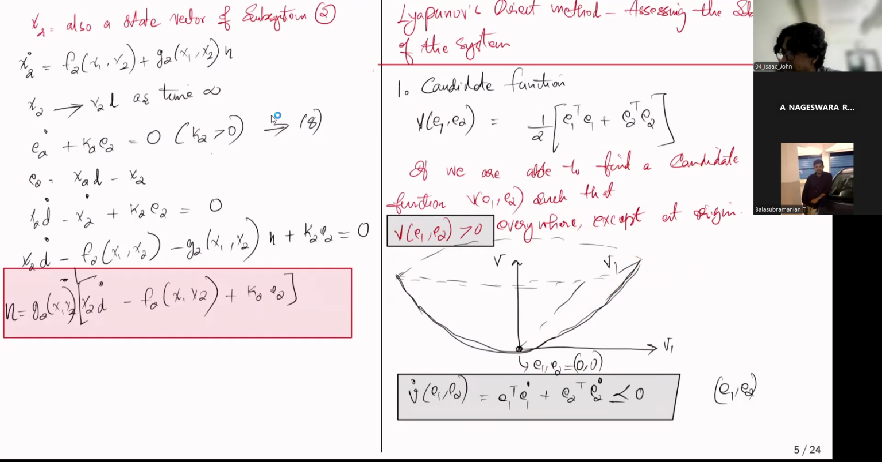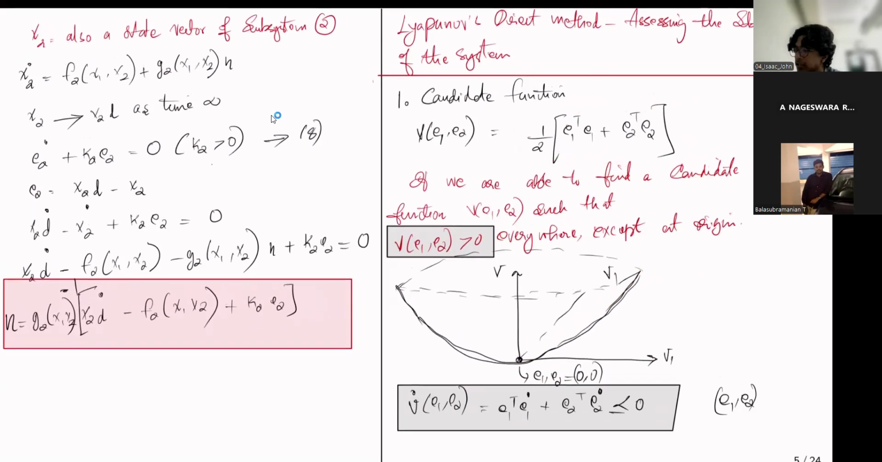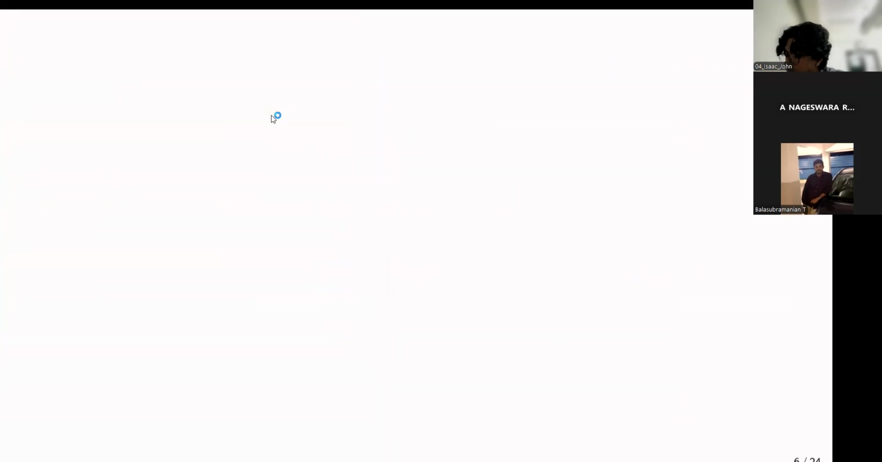Right. So now let's see if you go with this equation. Let's see whether the errors for this cascaded system will follow this, whether this equation is indeed less than zero or not. We'll try and see that. So we know this error E1 is nothing but x1 desired minus x1. Right? So if you take the derivative, E1 dot would be x1 desired dot minus x1 dot.